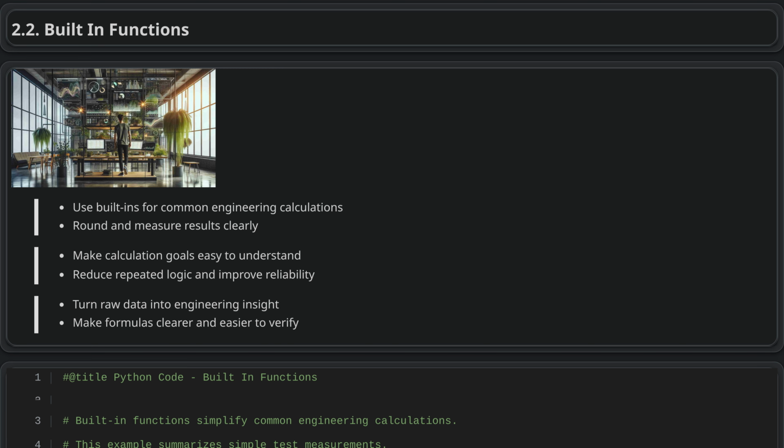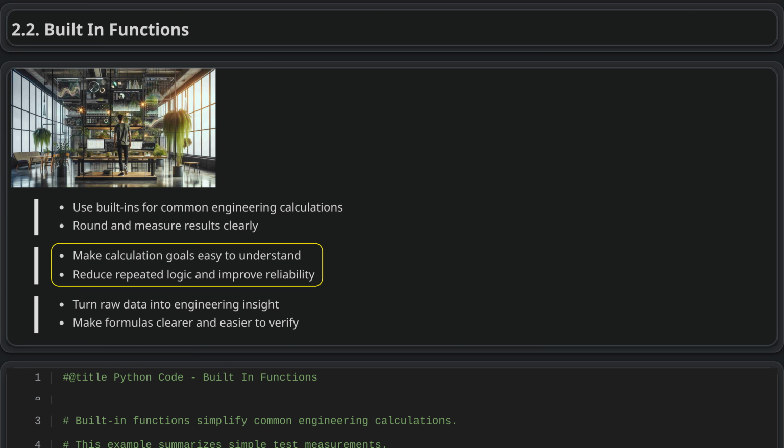Built-in functions. Python's built-in functions make engineering calculations faster by handling common tasks such as absolute values, rounding, and finding maximum or minimum values. They help engineers interpret measurements accurately and present results clearly, such as measuring temperature error or simplifying reported beam lengths and flow rates.